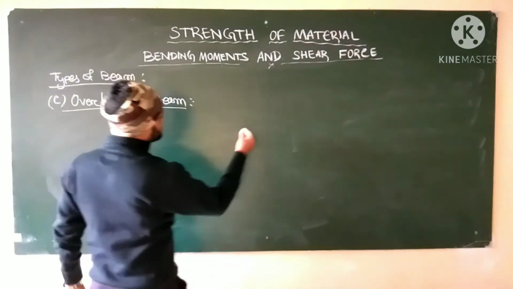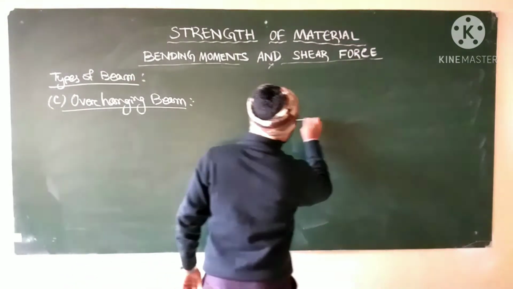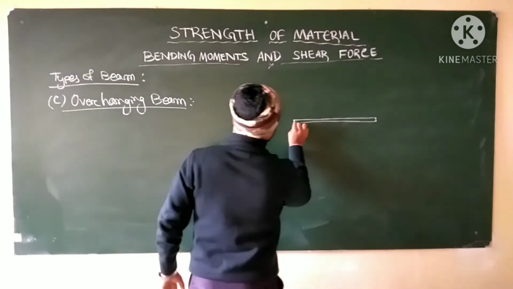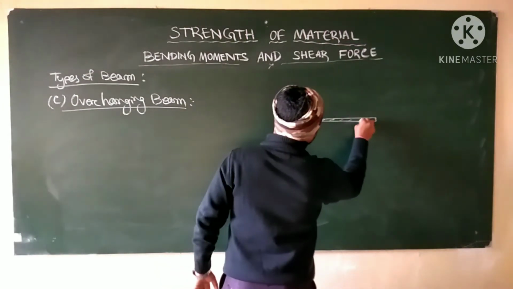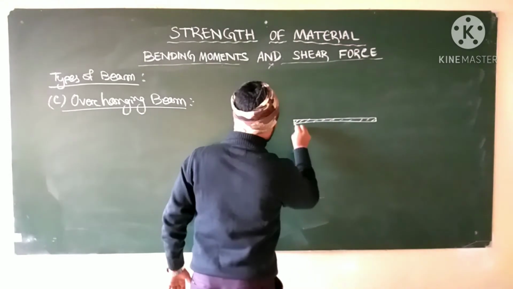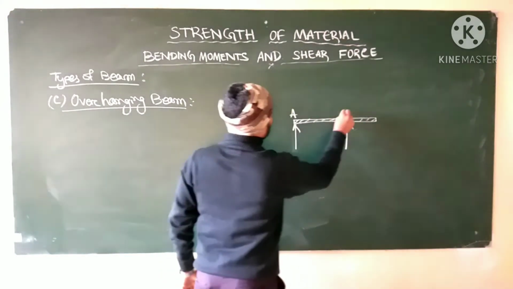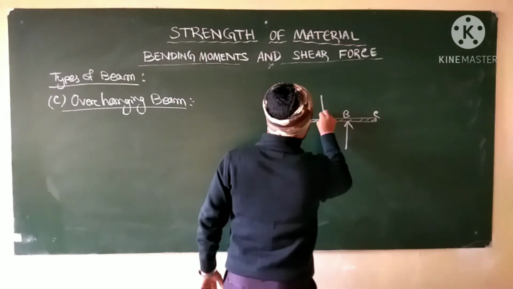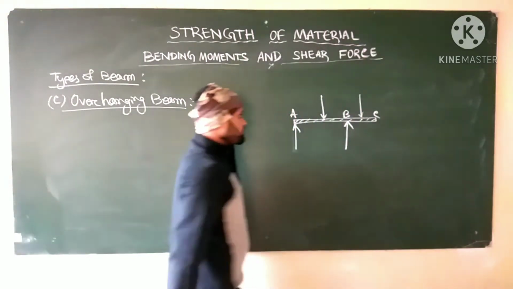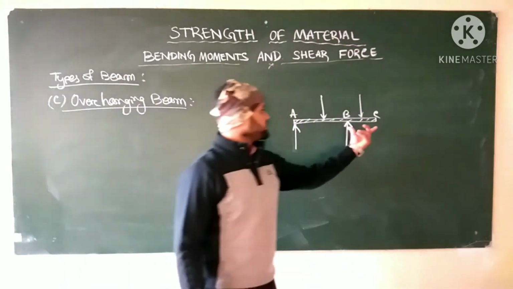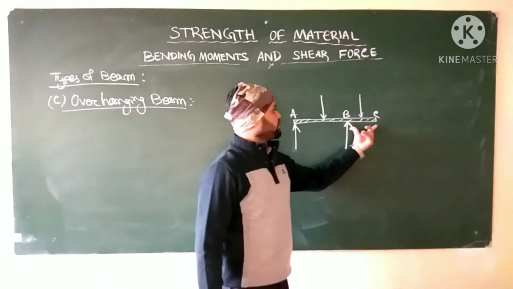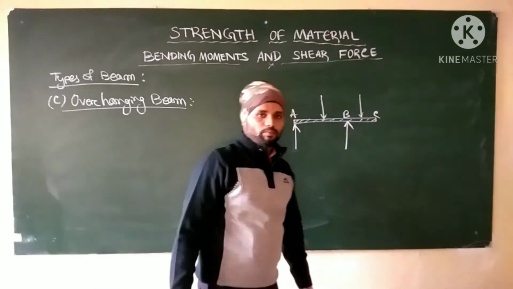So see the figure, overhanging beam. Here is the beam. There is one supporter at one end, another supporter is here. A, B, C. Load will be applied here. So this is an overhanging beam. This projected part is there beyond the support.